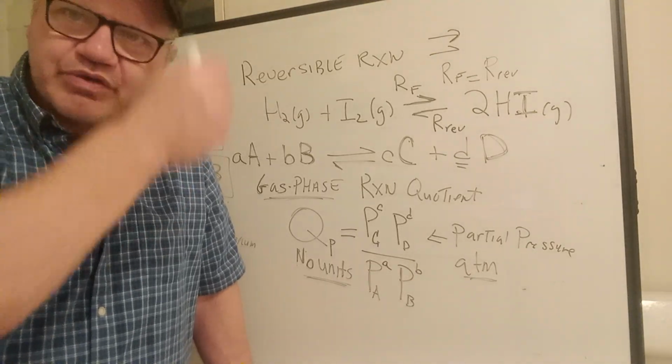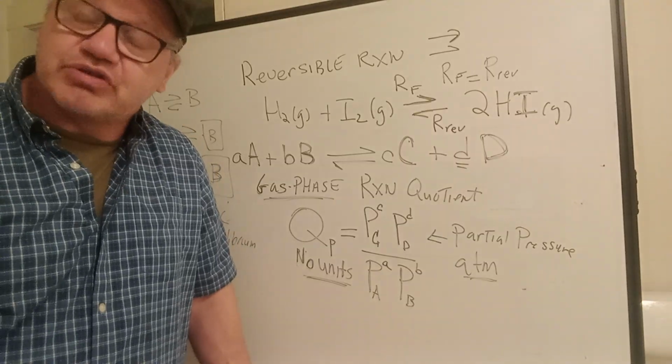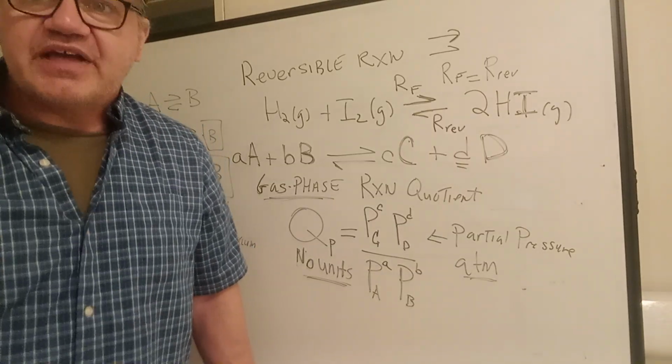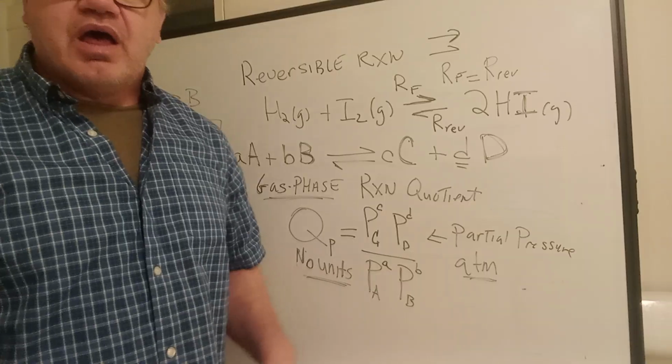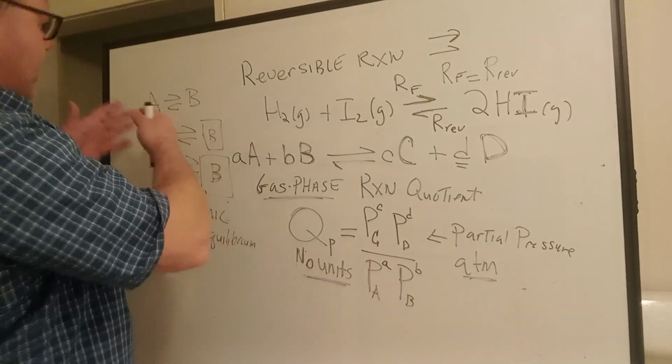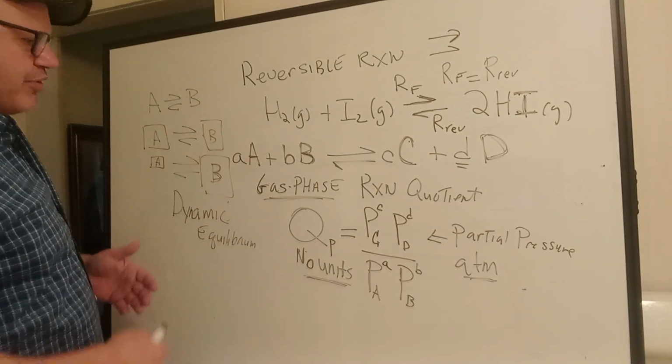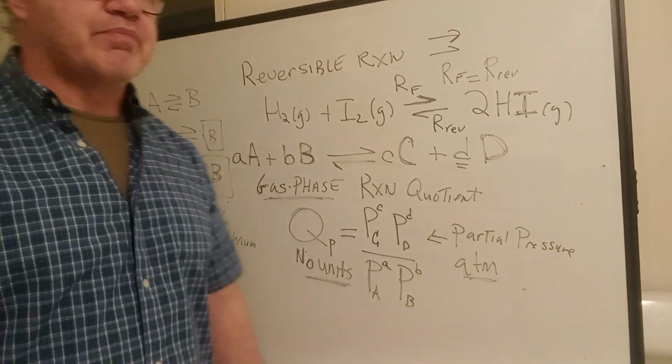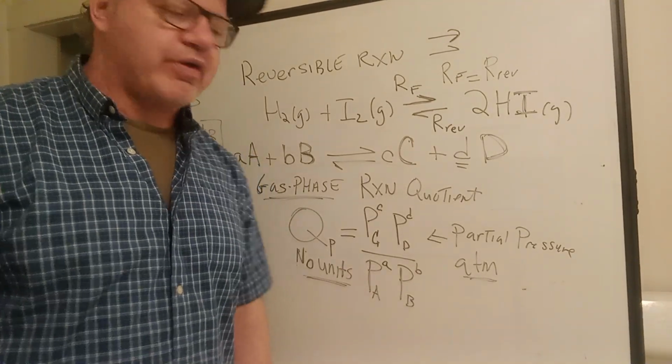Like drew a picture with equal amounts. That's a special case that can occur, but that's no different than saying there's a big huge amount on one side and a little teeny amount on the other. It's no different, no more probable than that.